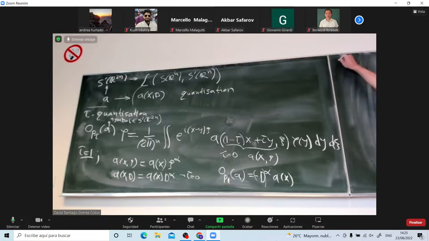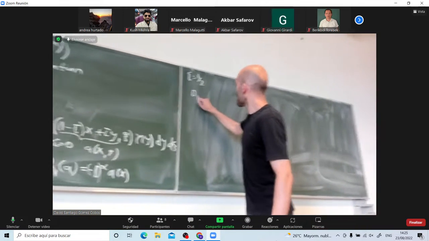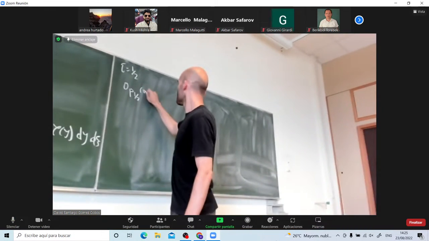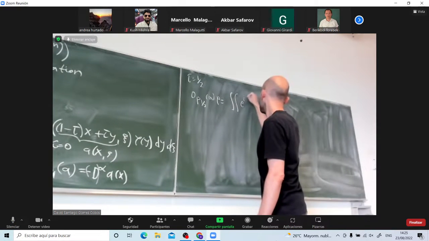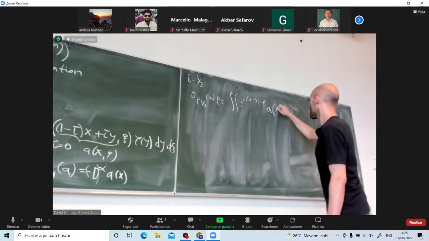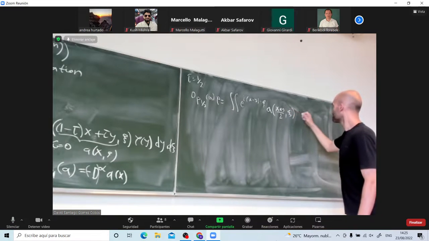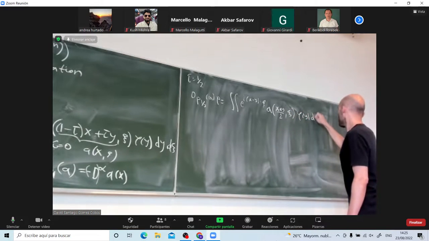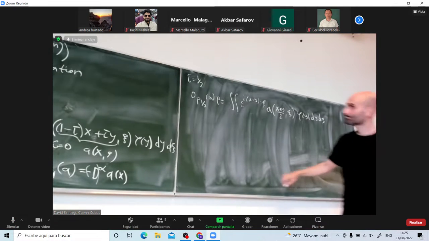So when tau equals 1/2, let me spell out the whole thing. This is the operator with 1/2: A on phi will be the integral of e to the power i(x minus y)·xi, A of (x plus y)/2 and xi, phi of y, dy d xi. And this is called the Weyl quantization.